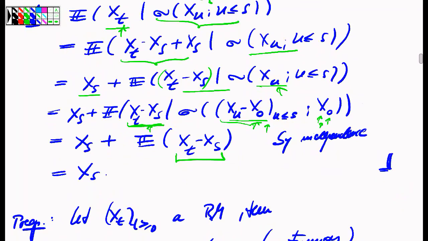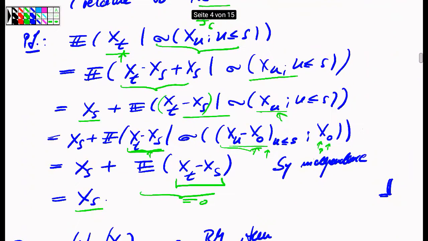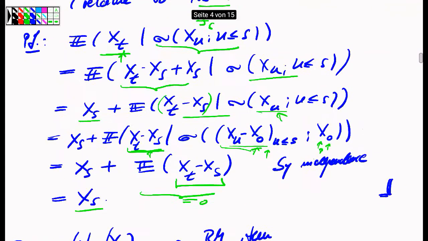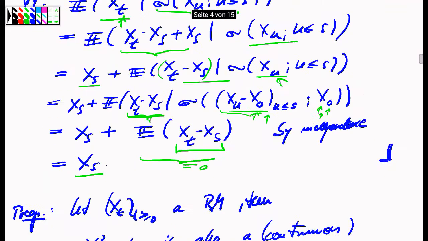But now the expectation of this increment is the expectation of a normally distributed random variable with expectation 0, so therefore this whole thing is a 0, and I'm left with X_s, which is what I wanted to prove. Namely, we wanted to prove that the conditional expectation of X_t given the sigma field generated by X up to moment s is X_s. So in fact, it's a martingale.